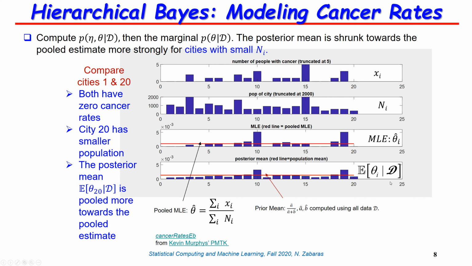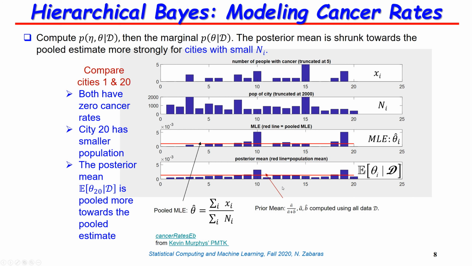And if you remember, the posterior mean is literally a weighted average of the MLE estimate and the prior mean that is computed using information from all the cities. So this MLE estimate that you see for city 10 is obviously in serious disagreement with the prior mean. They are way too far apart from this line that you see on the picture on the bottom.